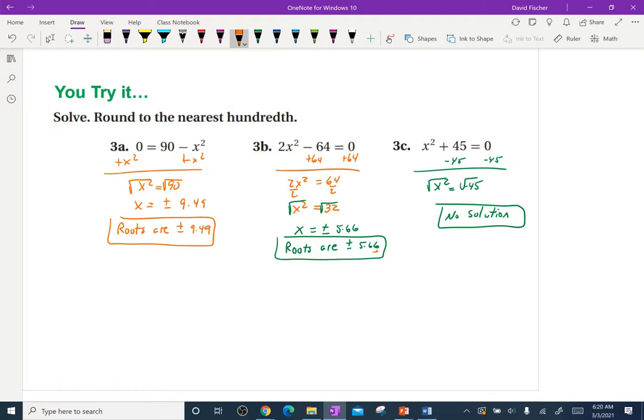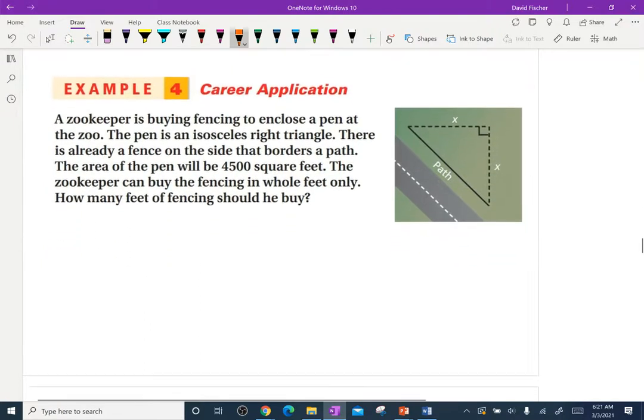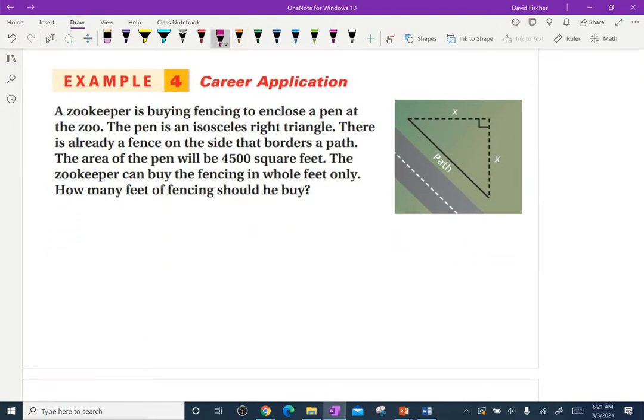Over there I had a square root of negative 45. Then you can't take the square root of a negative. And I'm pretty sure I'm good on 90, square root of 90. I'm getting 9.486. So I like 9.49. Yep. Okay, so I'm just double checking because sometimes kids are finding some mistakes in my video. All right, so here we go.